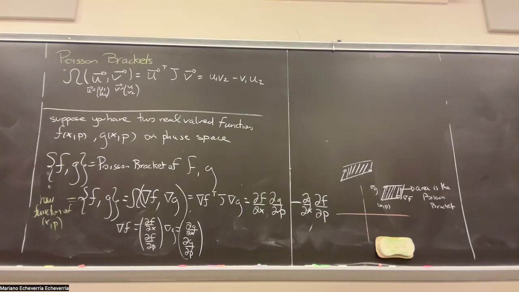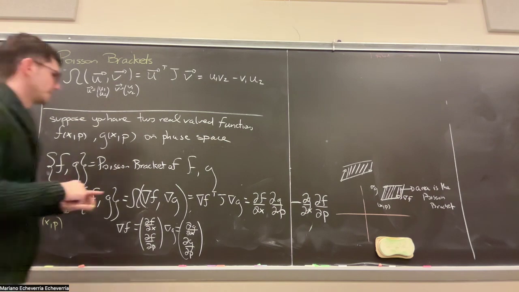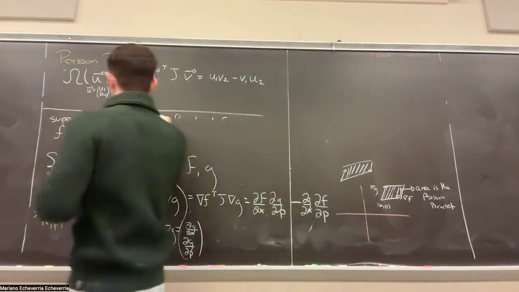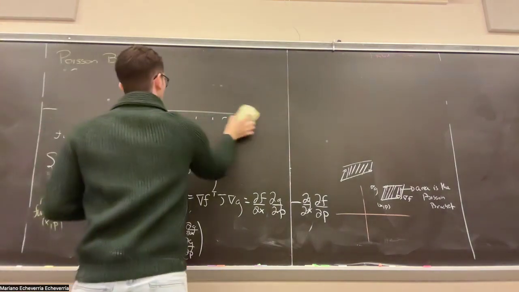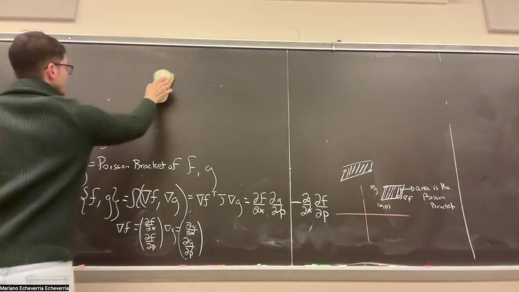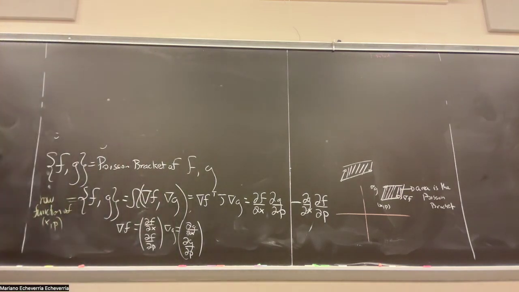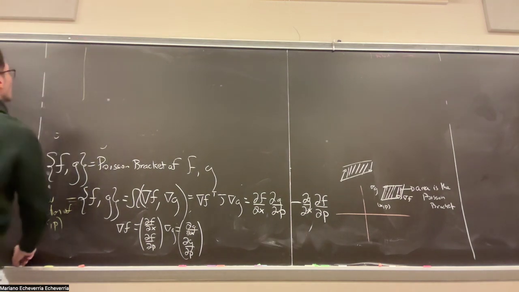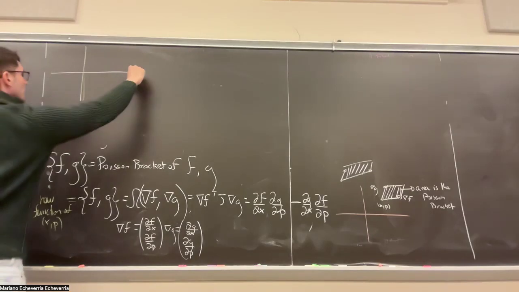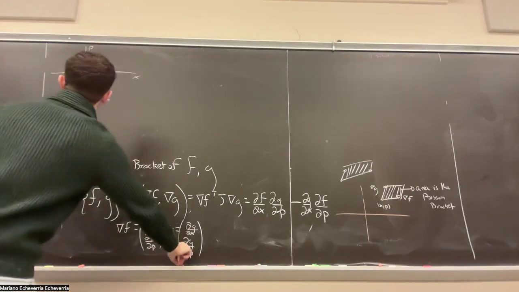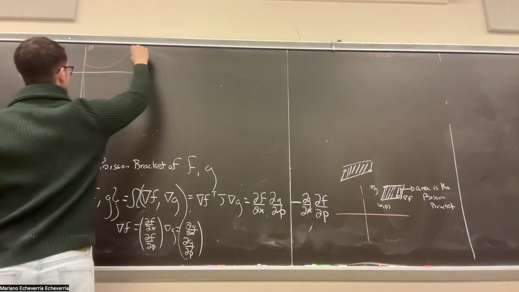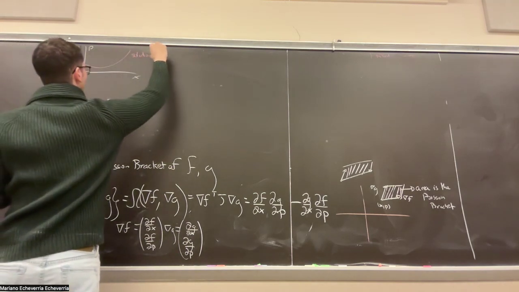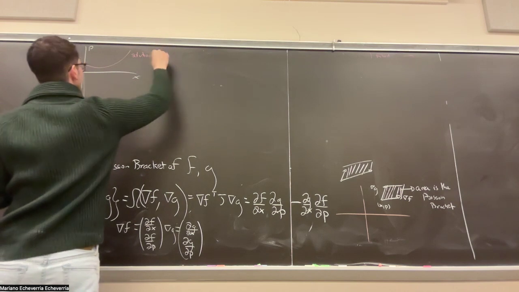So why are they useful? Because of the following reason, before giving you some properties that these Poisson brackets have. The reason why these are useful is, imagine that you have the phase space and you have a solution to the equations. So here is a solution x of t, p of t to the equations of motion.